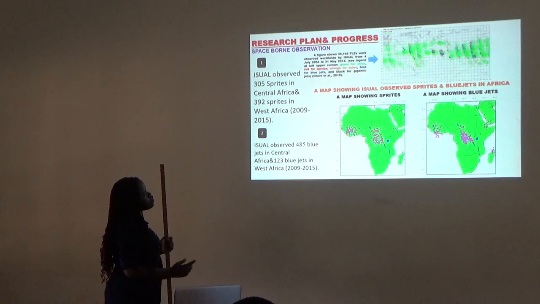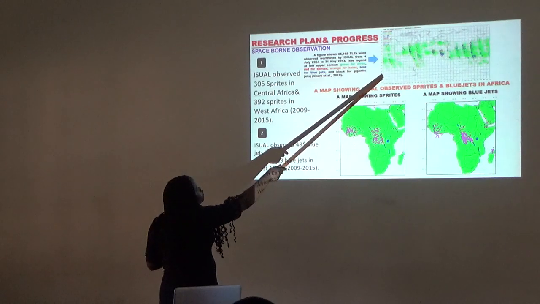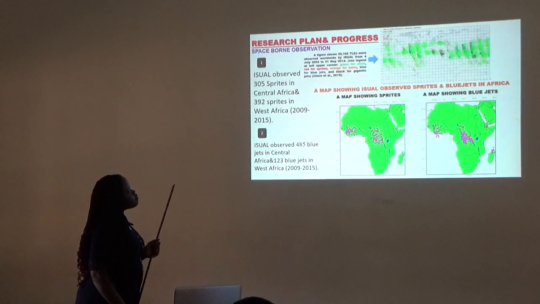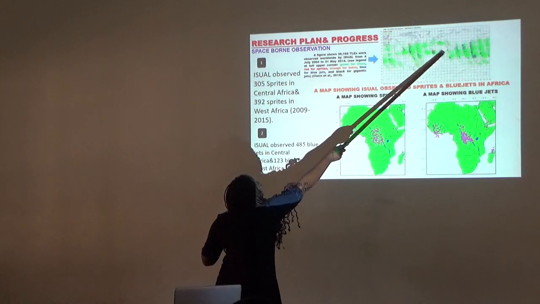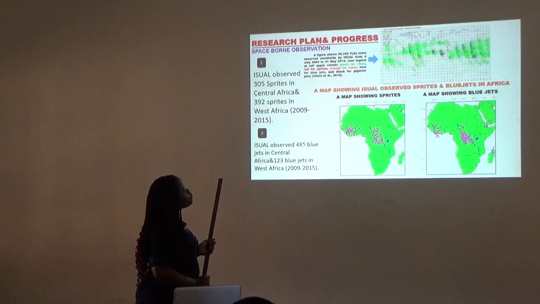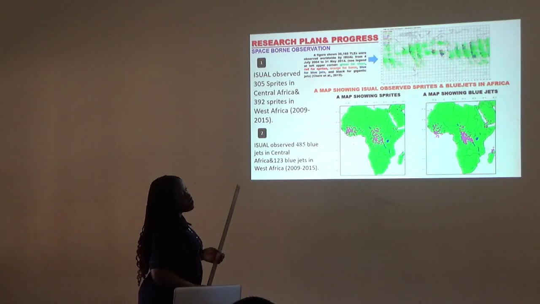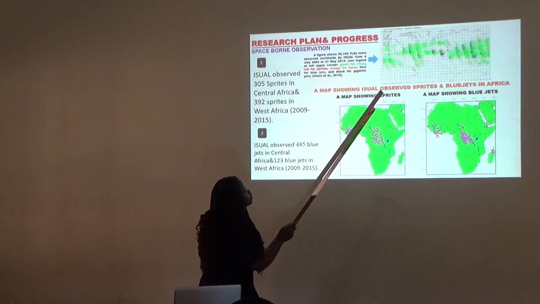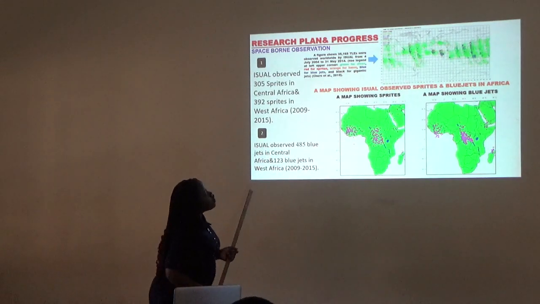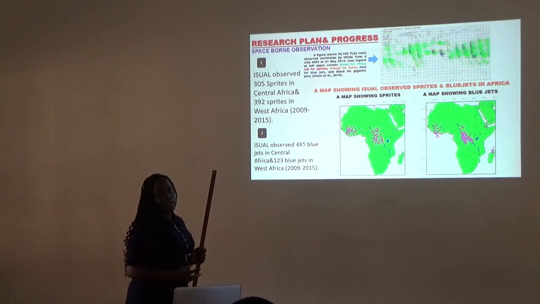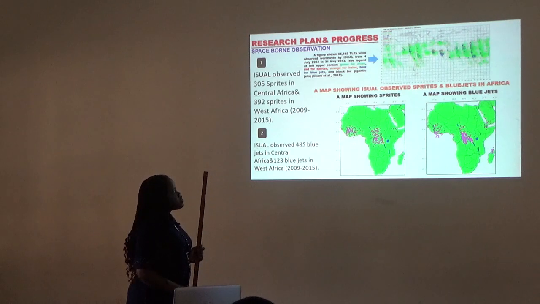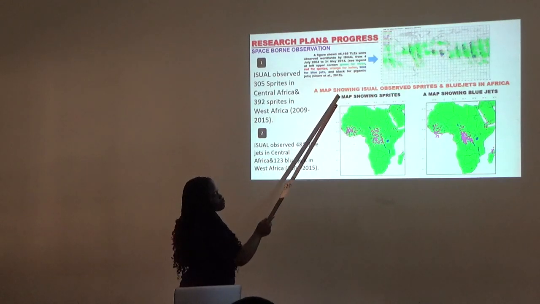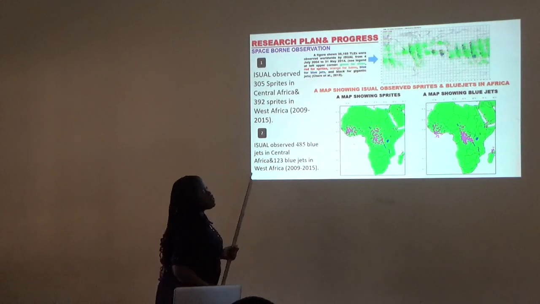But according to other researchers, they observed from this diagram very many sprites, especially in the Central African region, which is around here. They also observed very many halos, blue jets, and gigantic jets. So for us, we got the motivation from these observations to say that this region of Central Africa has so many TLEs, but it seems no one has come out to write about them. Compared to other regions, it has the most TLEs.